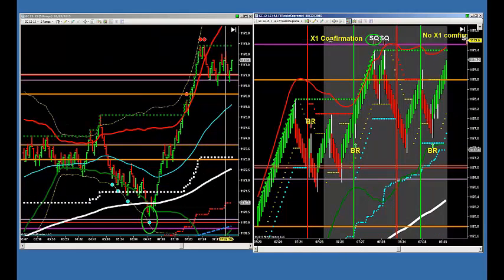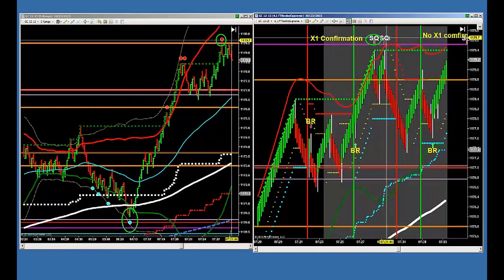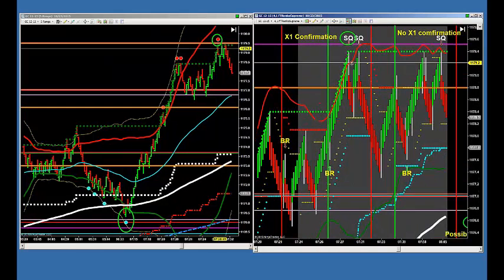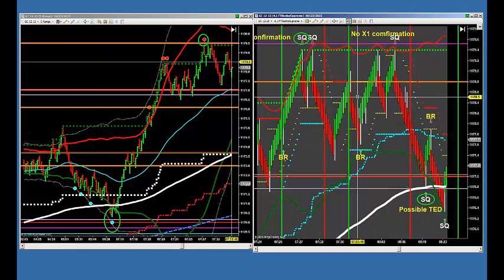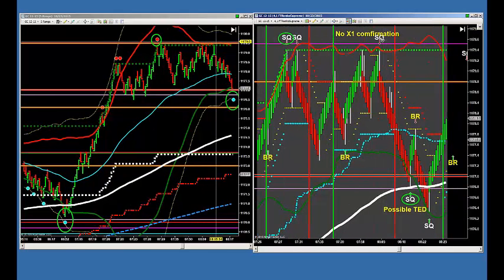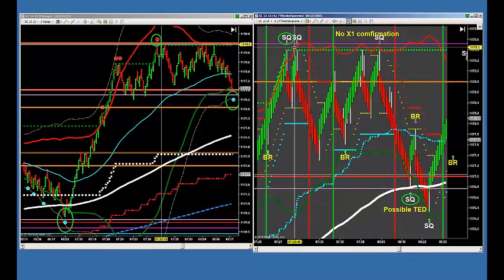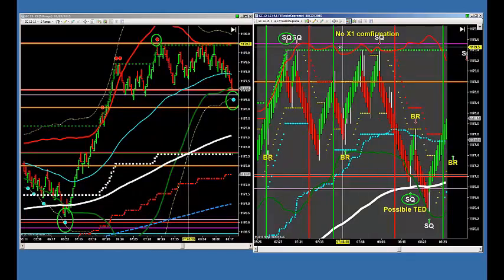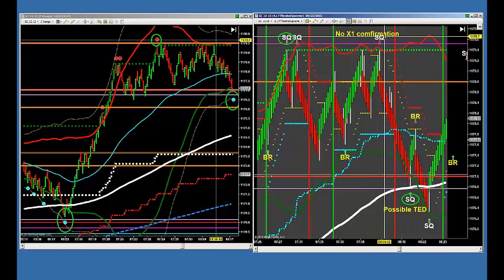Here's our X1 confirmation. Now we had two signals. Both the price was at the same point. But we did have some confirmation on that one. Whereas on this X1 signal, we just did not have the same X1 confirmation, but we had the benefit of multiple hits on the same high of day. So it might have had some interest in that one.